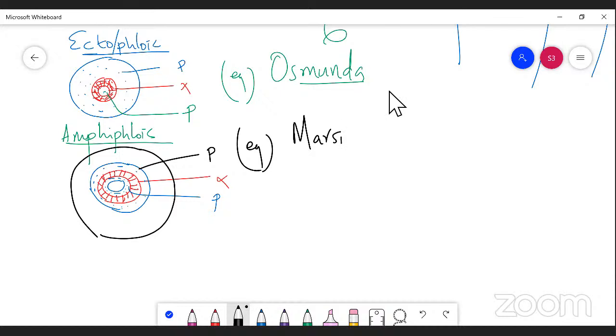Marsilea is one of the pteridophytic members in which you can find an amphiphloic stele. Sometimes you are asked to draw the structure of the amphiphloic stele and label the parts. So what is called the amphiphloic stele? I repeat once again, the amphiphloic stele is a type of stele in which the xylem is surrounded by phloem. Phloem lies on both the outer and inner side of the xylem core. That is called the amphiphloic stele.